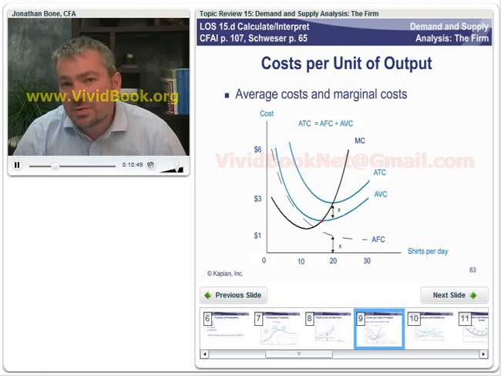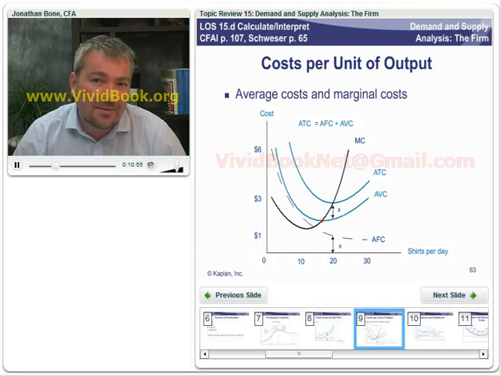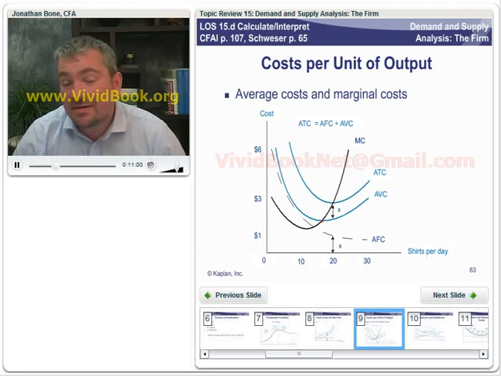Once marginal cost is above average variable cost, if we produce one extra unit, it will cause average variable cost to increase. So if marginal cost is below average variable cost, it falls. If marginal cost is above average variable cost, it rises. So the minimum point on the average variable cost curve is where it intersects with marginal cost.